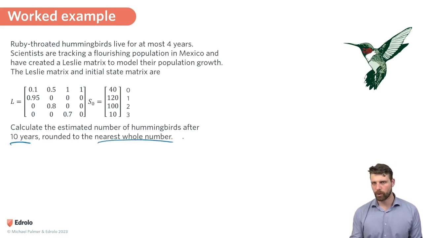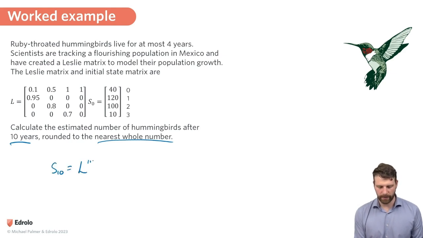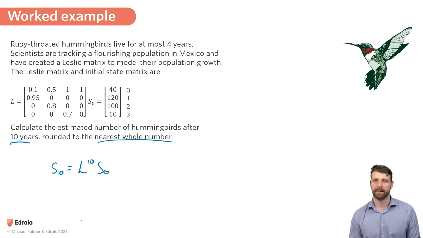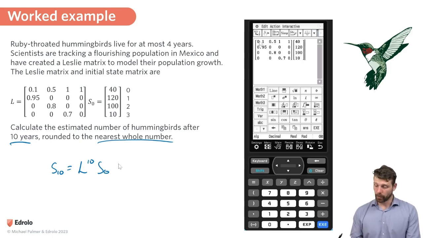Okay, so let's do that. What I want to calculate is S10, and it will be L to the power of 10 times S naught. I'm just going to plug that in my calculator and see what I get. Okay, so we've got the matrix there. I just need to raise it to the power of 10, so let's do that.